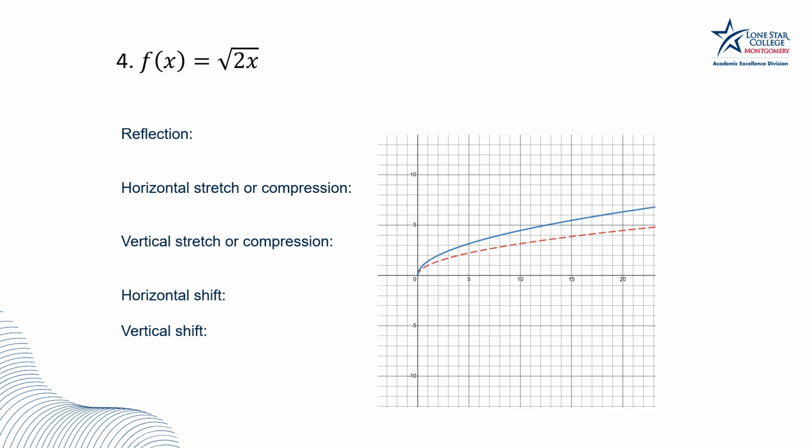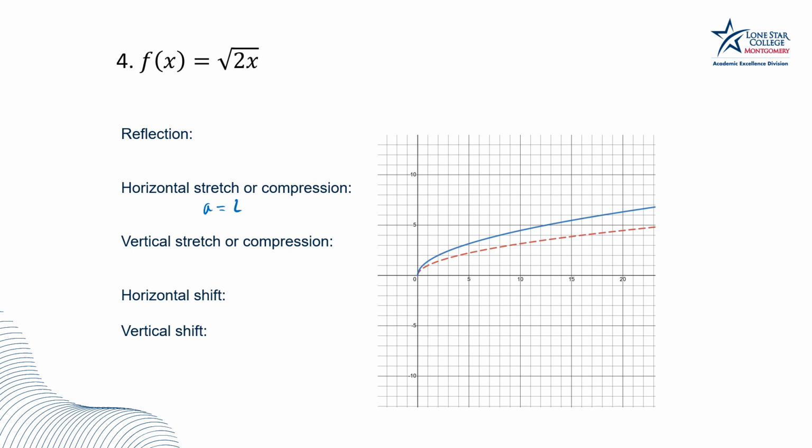So finally we have f of x equals the square root of 2x. The 2 this time is on the inside of the square root, and the x is being multiplied by the 2. So this time it's actually a horizontal compression. The reason why it's horizontal is because it's on the inside of the square root. So this time, let's call it the a value, which would be 2 in this case.